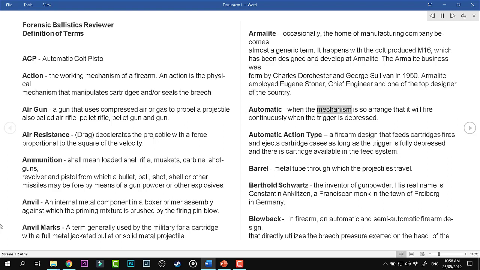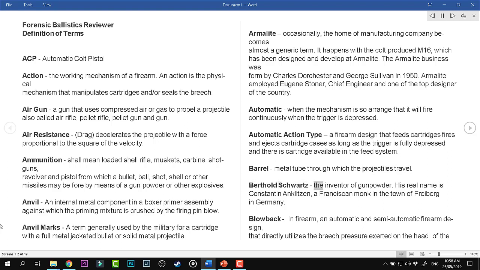Automatic, when the mechanism is so arranged that it will fire continuously when the trigger is depressed. Automatic action type, a firearm design that feeds cartridges, fires and ejects cartridge cases as long as the trigger is fully depressed and there is a cartridge available in the feed system. Barrel, metal tube through which the projectiles travel.